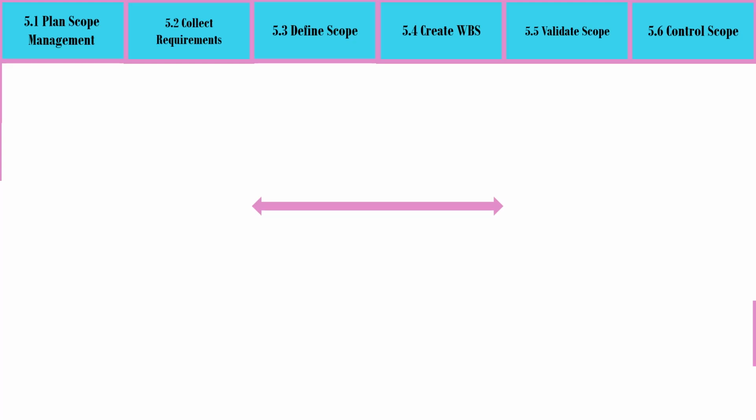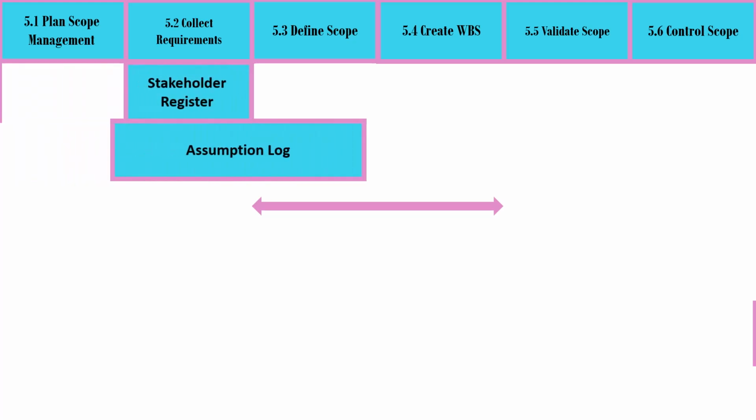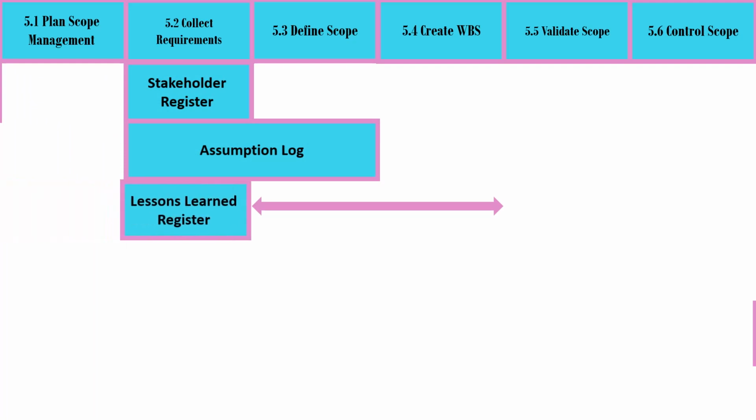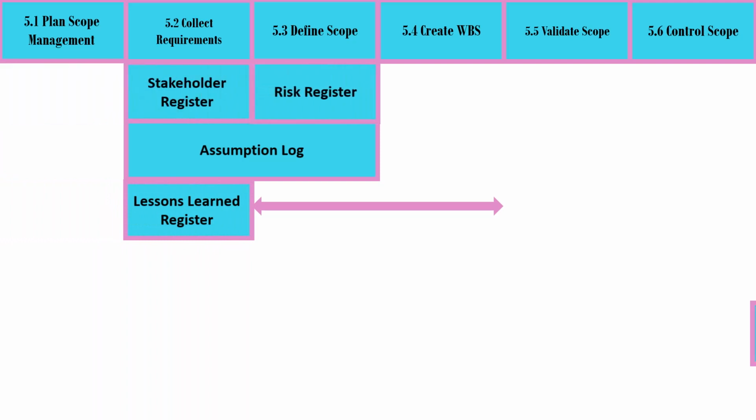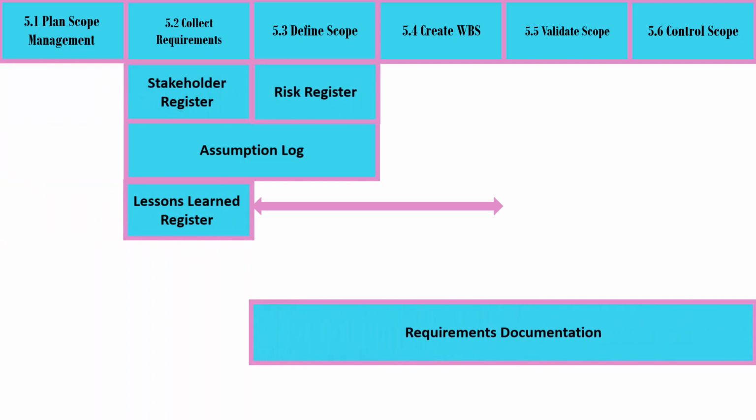Collect requirements has the following inputs: stakeholder register, assumption log, which is shared with define scope, and lessons learned register, which is shared with both validate scope and control scope. Define scope has risk register and requirements documentation, which is shared with all processes except plan scope management and collect requirements. Create WBS has project scope statement.